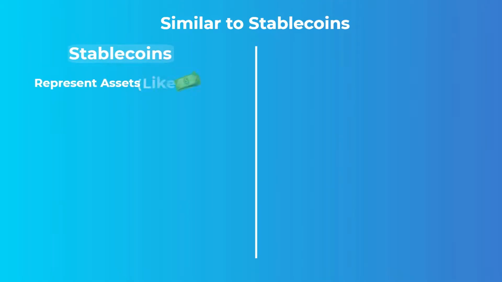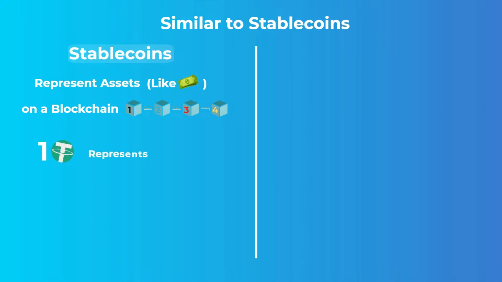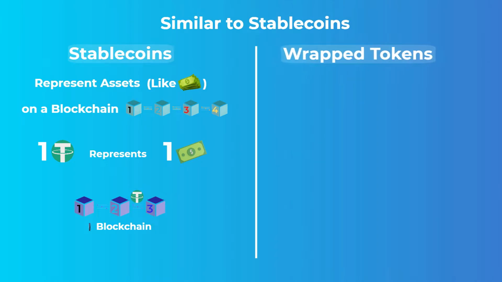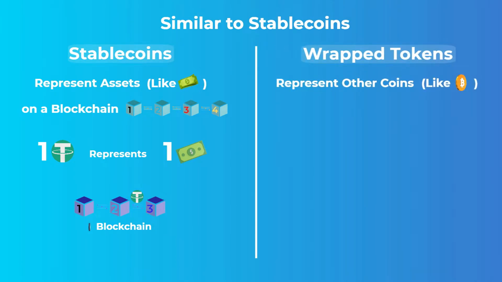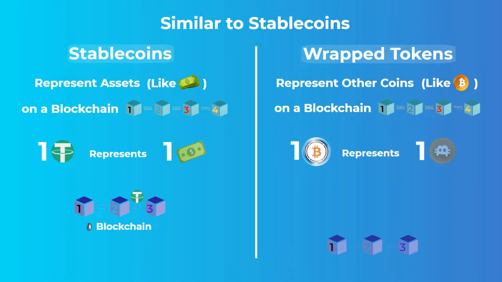Stablecoins represent assets like the US dollar on the blockchain. For example, one Tether represents $1 on the Ethereum blockchain. A wrapped token, on the other hand, represents a coin but on another blockchain. One wrapped Bitcoin represents one original Bitcoin but on the Ethereum blockchain.